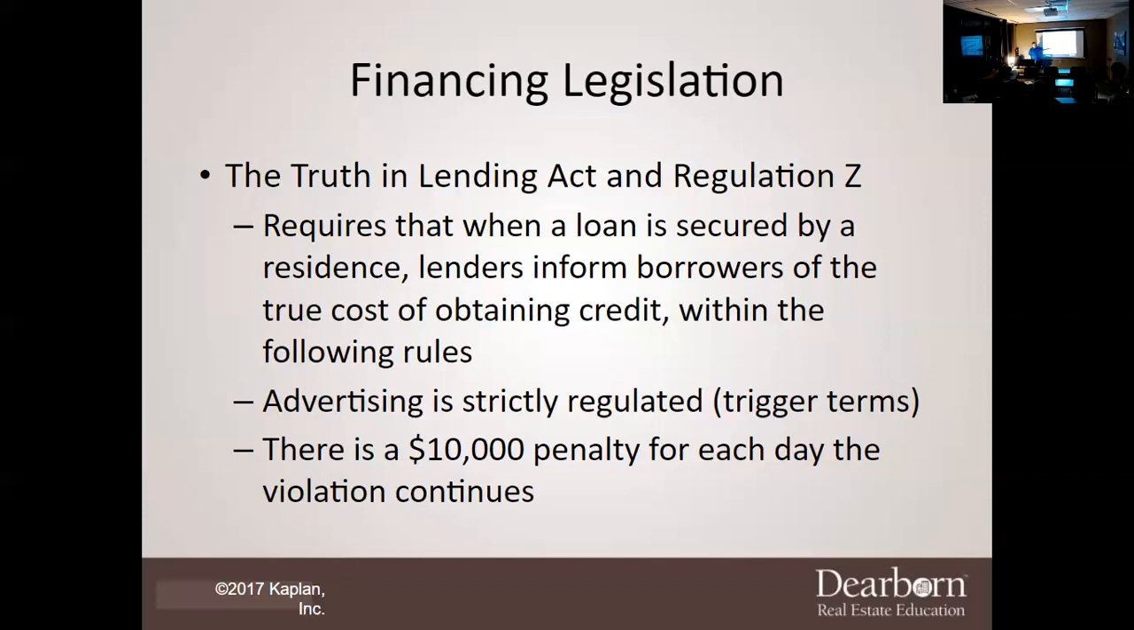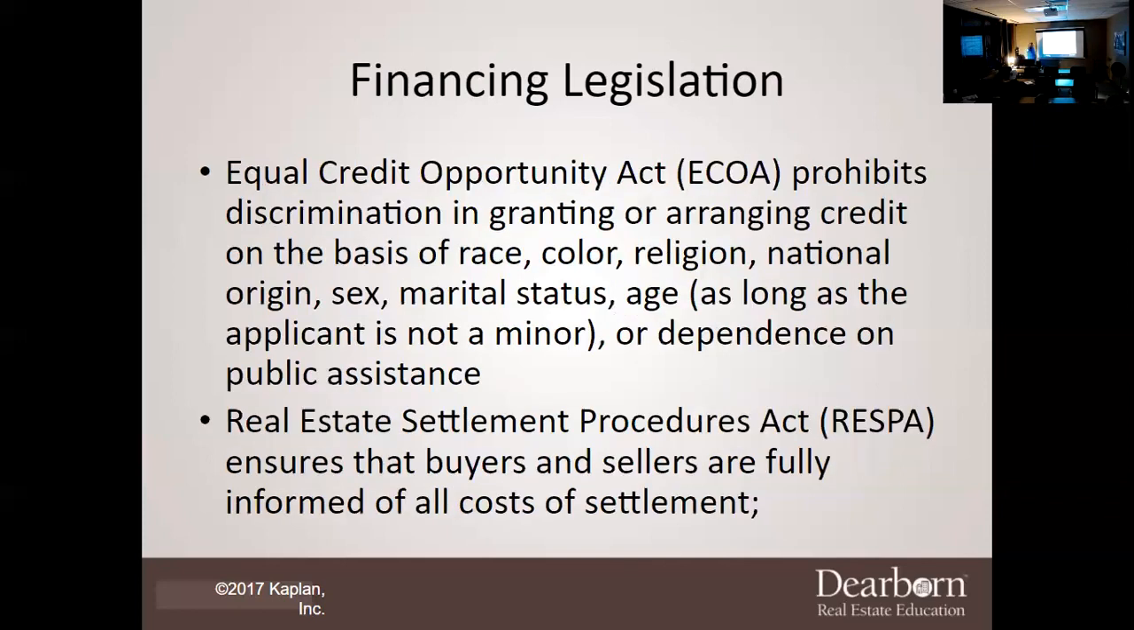There's 30 days in a month. Mr. Grossman, how much is your penalty for violating the Truth in Lending and Regulation Z at 30 days? $300,000 that you got to pay, not counting you'd lose your license and possibly go to jail. Very important. There's also the Equal Credit Opportunity Act, the ECOA. I'm going to tell you real quick, we're running out of time. I'm going to try to speed it up here.